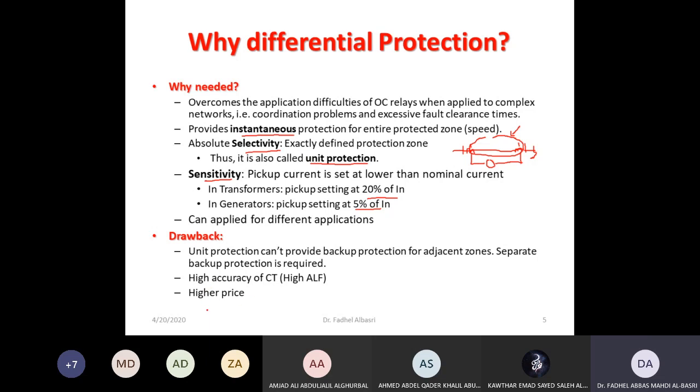It of course has a higher cost as compared to overcurrent. It doesn't provide a backup, okay, to other protection systems. It's just protecting one piece of equipment. It doesn't provide a backup for others.